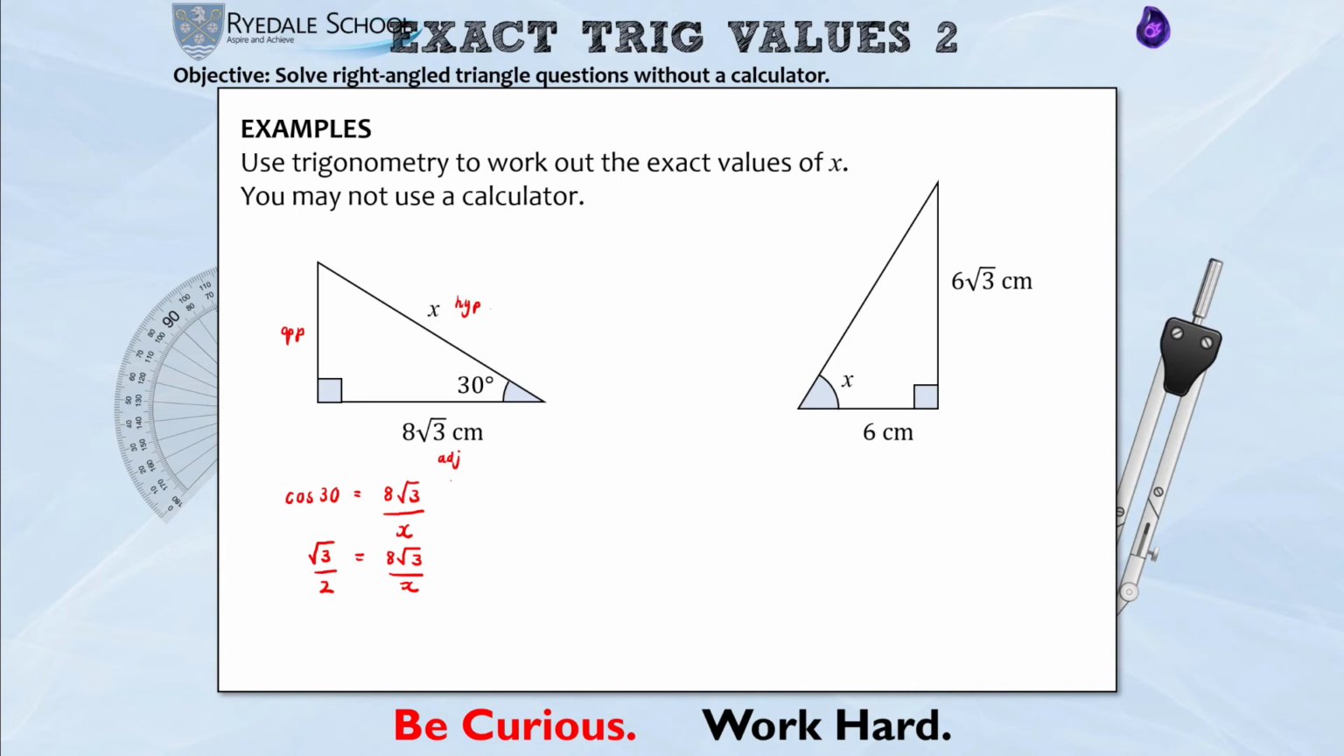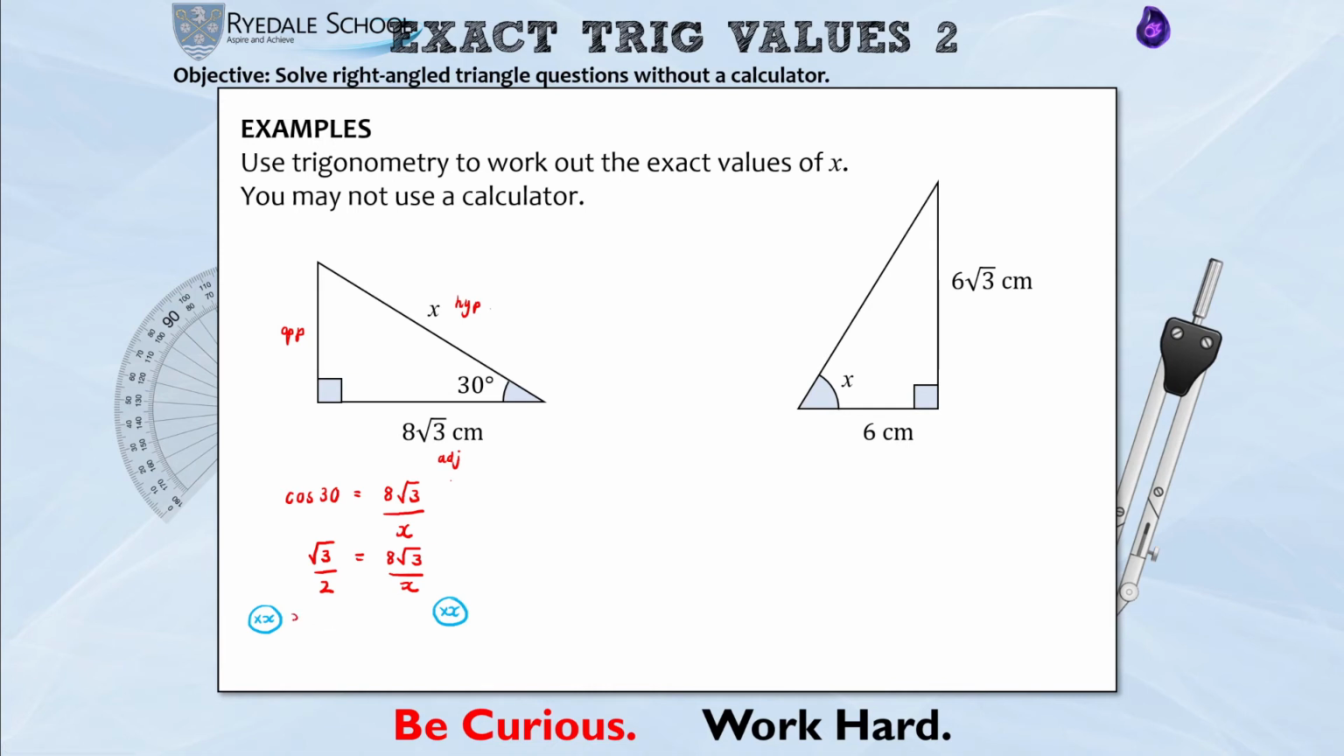So I have got root 3 over 2 equals 8 root 3 over x. Now I'm going to do a little bit of rearranging. There might be one or two of you that can already see what value x needs to be by thinking of these as equivalent fractions. The way that I'm going to do this is multiply both sides by x. Why? Because if I'm treating this as an equation, I don't like the x on the bottom.